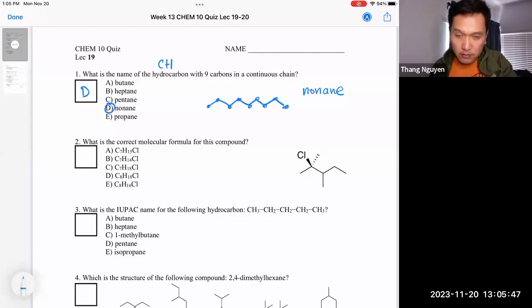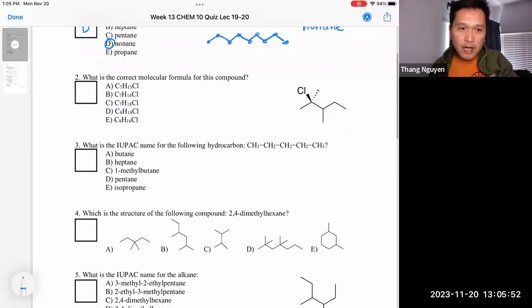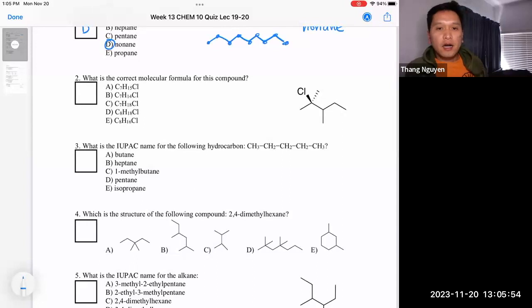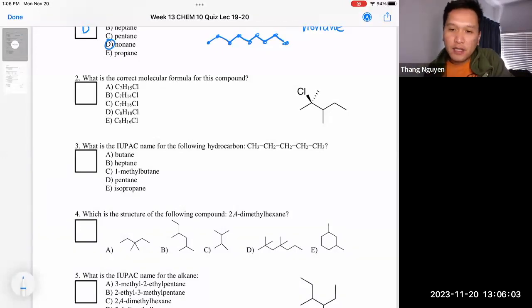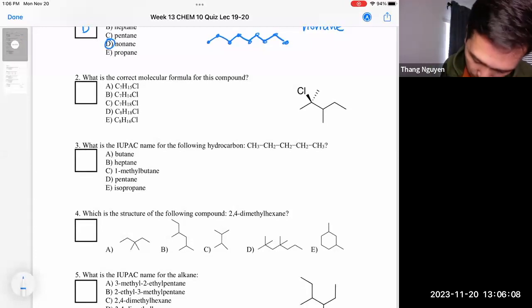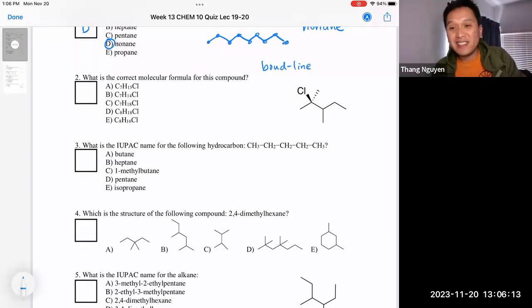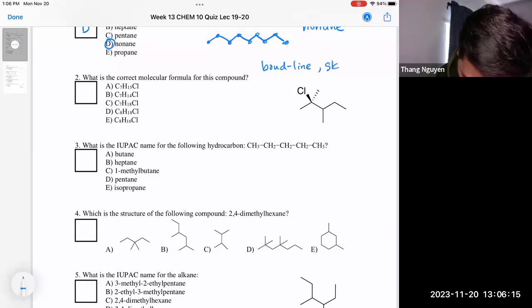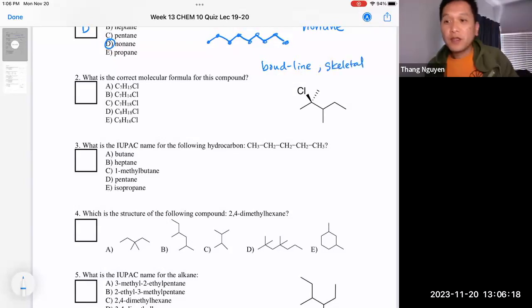Of course, I can go back to this if you have any more questions, but for now, let's move on to number 2. Number 2 asks, what is the correct formula for this compound? Really, what I'm trying to get at with this question is, do you understand what this structure represents? Because this is the first time maybe we are dealing with something called a bond line structure, or in your textbook, they call it a skeletal structure. Both of these mean the same thing.